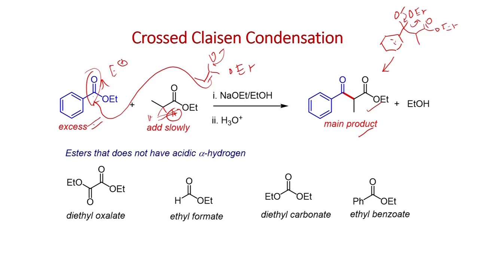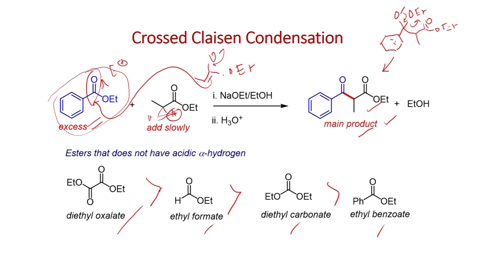So if you use one of the esters as the electrophile, which doesn't have the alpha CH bond and cannot undergo deprotonation, then the other ester can form the enolate. In that case, you can produce this as a major product. These are some of the esters that do not have acidic alpha hydrogen. You can use these as electrophiles, so you can get selectively this kind of single compound, a beta keto ester, as a product. And this is given in increasing order of reactivity with the enolate.